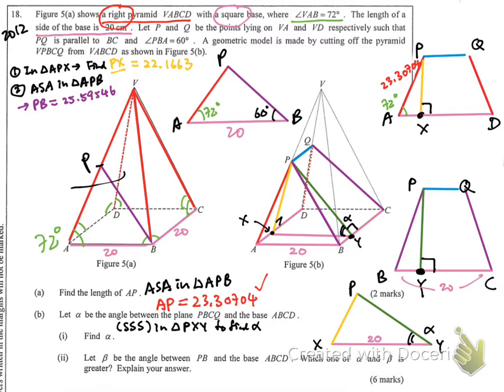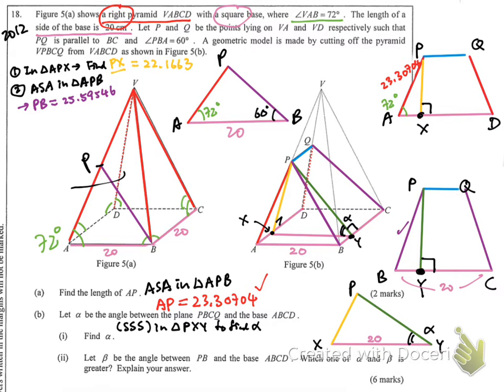Alright, the answer to PX is something like this. Now we have the purple line. What else do we need in order to find the green line? We have the purple line now. What else do we need to find the green line? Well, now, this is the difficult part in this question.